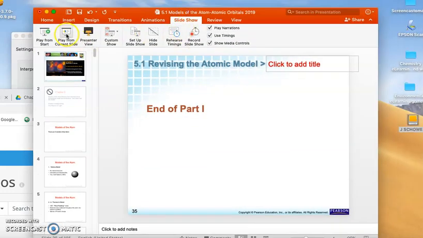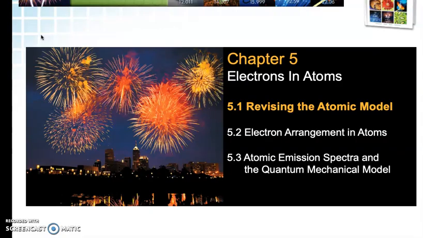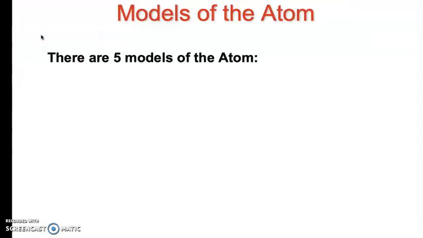Hey guys, we're going to look at Rutherford's model and the limitations that it was faced with, and we're also going to look at Bohr's model. Okay, this is the beginning of chapter 5, and we're going to eventually work into something called electron configurations.